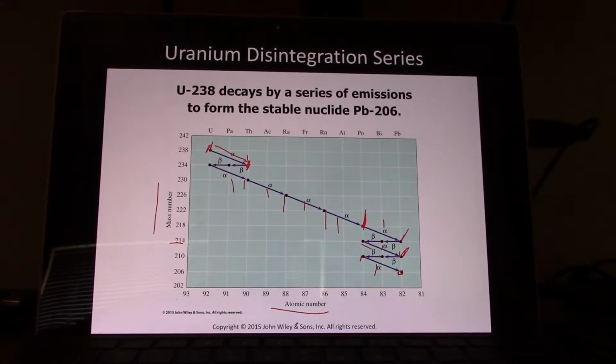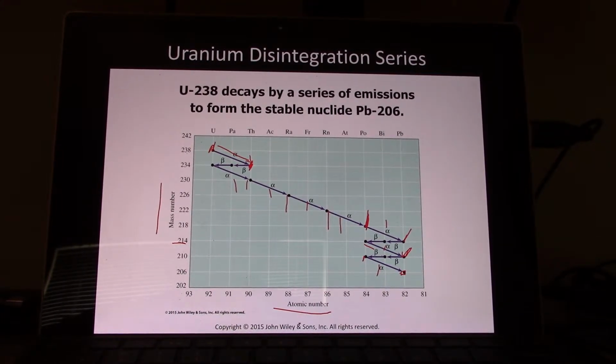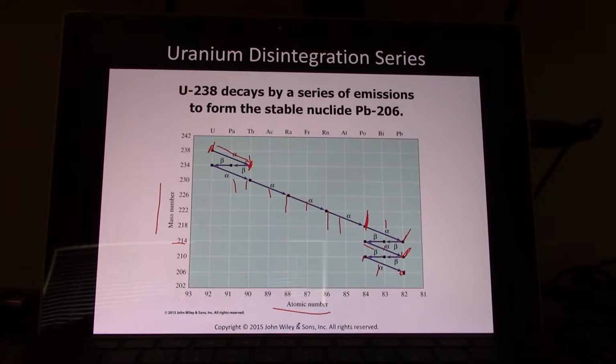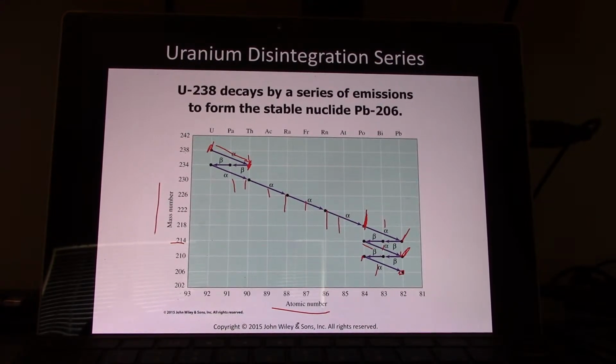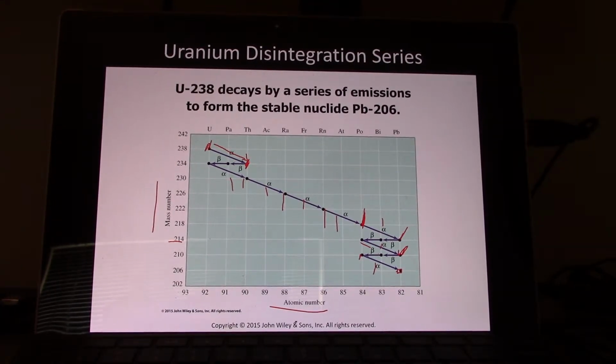And this is one of the reasons that you find so much lead on Earth, is because all radioactive isotopes typically end up as lead-206. It's your very first stable isotope, stable nucleus that exists in the periodic table as you're decaying down from these super heavy elements.